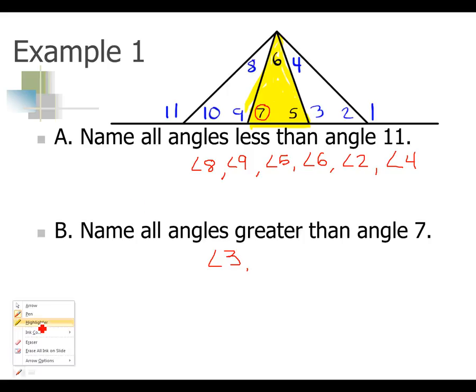And then the other triangle that has angle 7 in a corner would be this section here. Angle 9 is still exterior, but we're not going to count it because it's right next to 7. But angle 1 is exterior and it's not adjacent to it, so it's the other remote one. So the only other answer we have for this is angle 1.